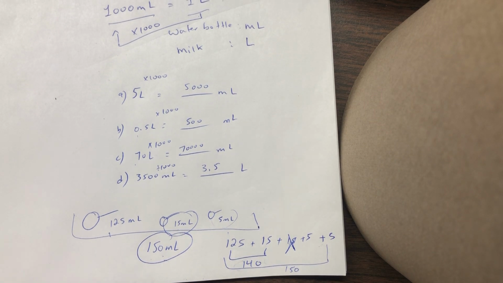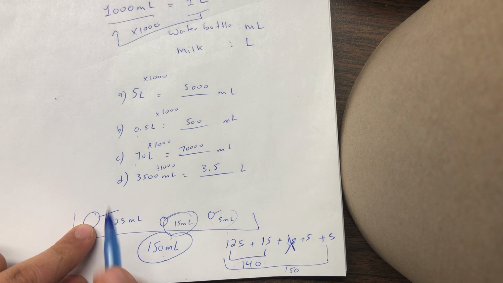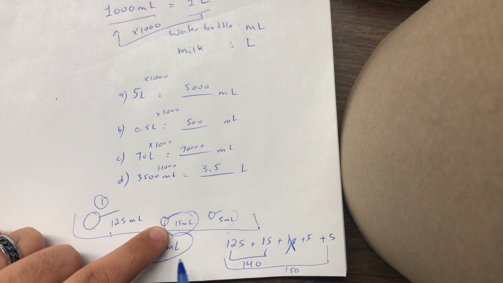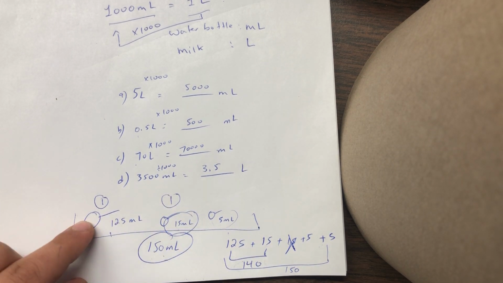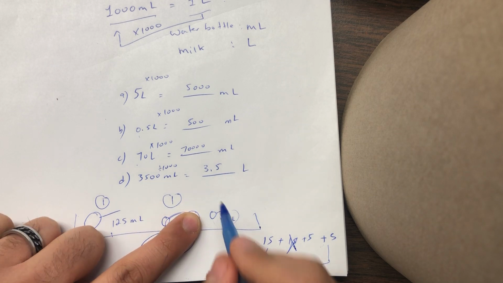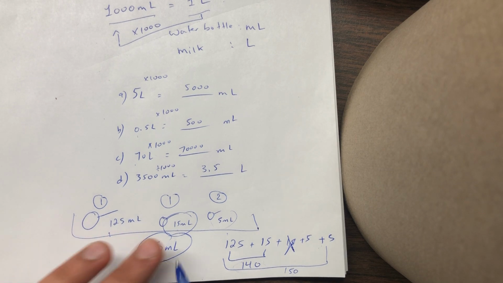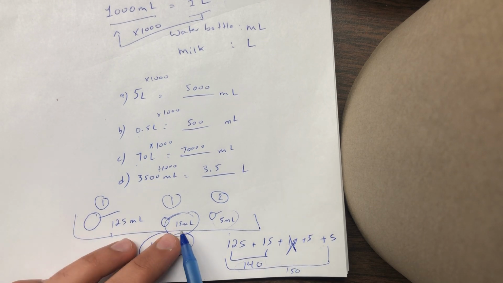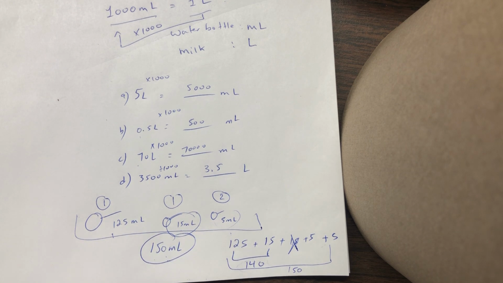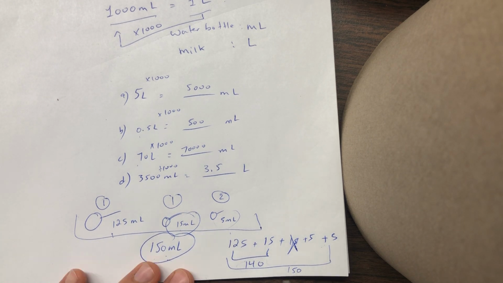145 plus 5, that's a total of 150. So how many of each did I use? I used one of these. I used one of these, which came up to 140 so far, and then I used 2 of those smaller ones. So one of 125, one of 15, sorry, and 2 of 5 milliliters. If you add them up, you're gonna get 150 milliliters.